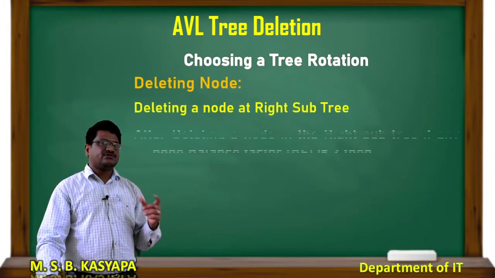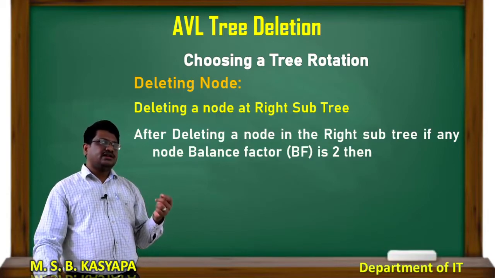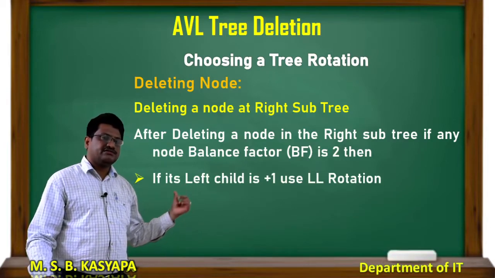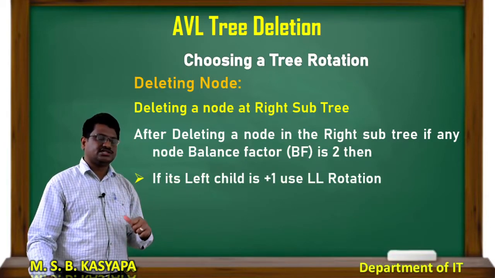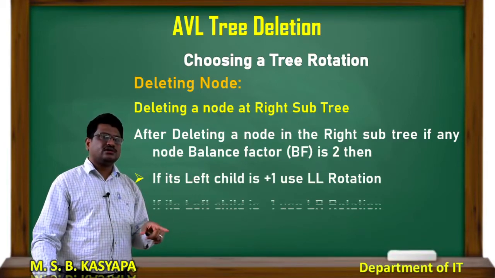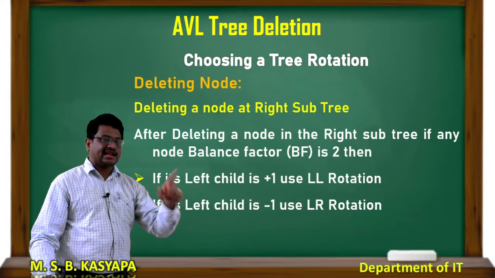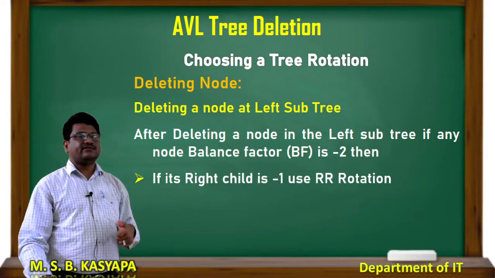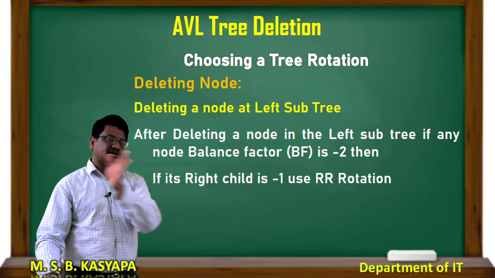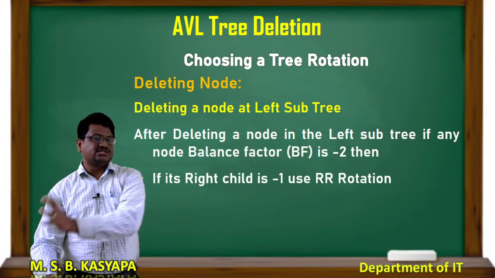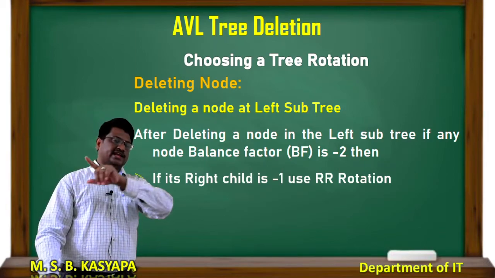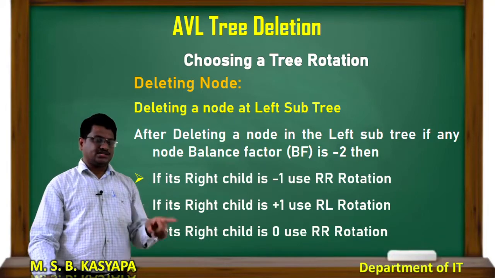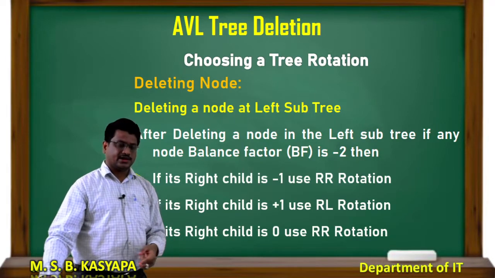Once again, let's review how to choose the rotations. If I am deleting a value in the right subtree, that means the left subtree, so LL or LR rotations I have to do. So 2, 1 is LL; 2, -1 is LR; 2, 0 is LL. Okay. Now if I am deleting a value in the left subtree, that means the right subtree, so right rotations I have to do. So that means -2, -1 is RR; -2, +1 is RL; -2, 0 is RR.